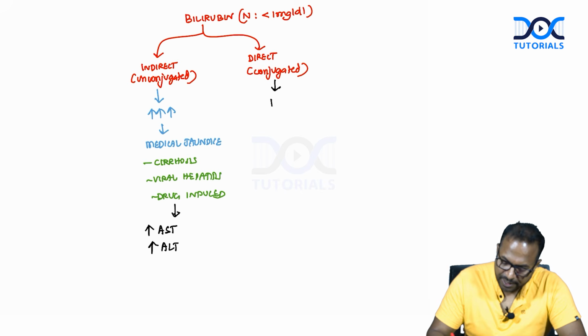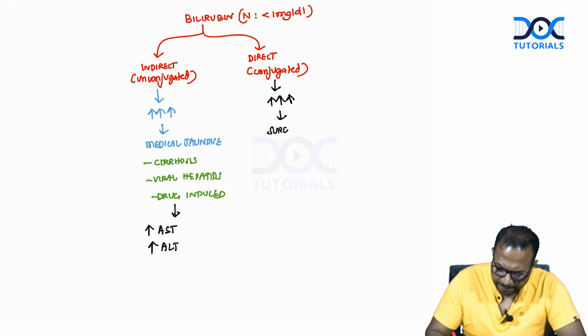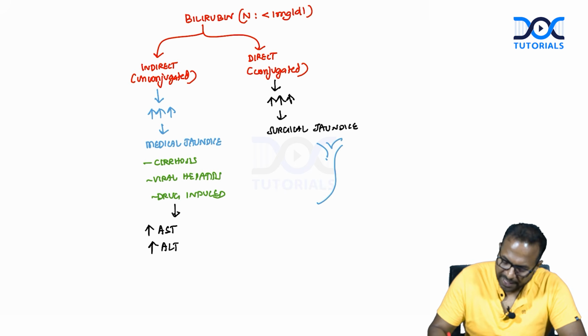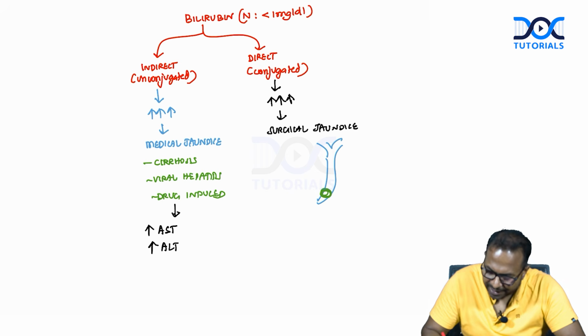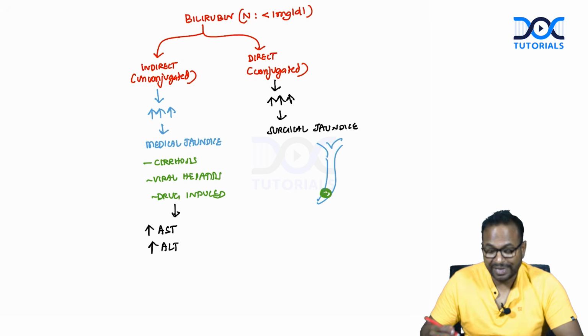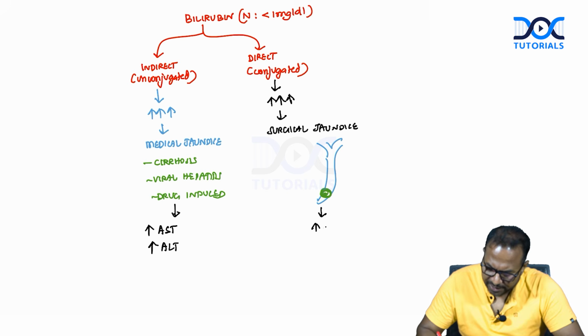Direct bilirubin is increased in surgical jaundice. Surgical jaundice is nothing but obstructive jaundice, like a stone obstructing the bile duct or a cancer obstructing the bile duct. In all these cases, direct bilirubin will be more elevated than indirect, and they also have increased alkaline phosphatase.